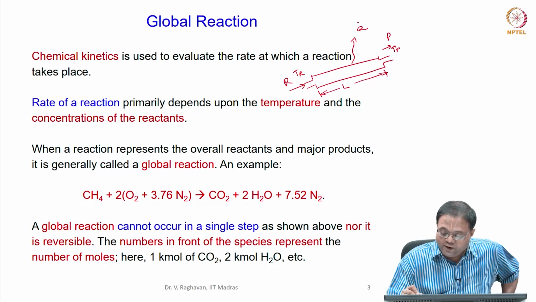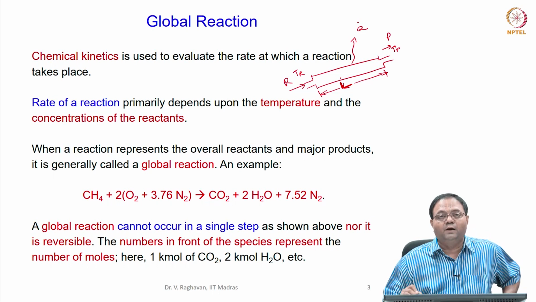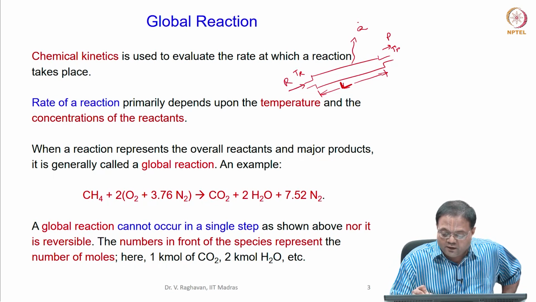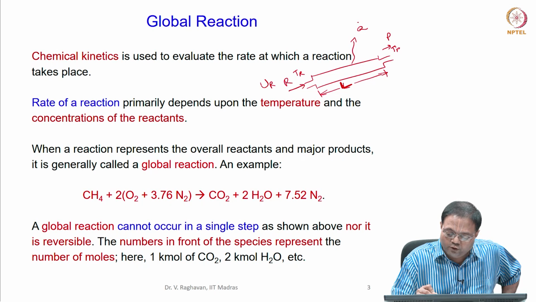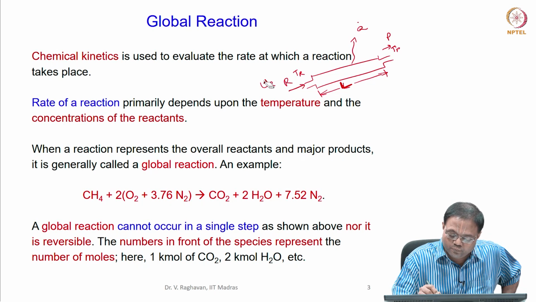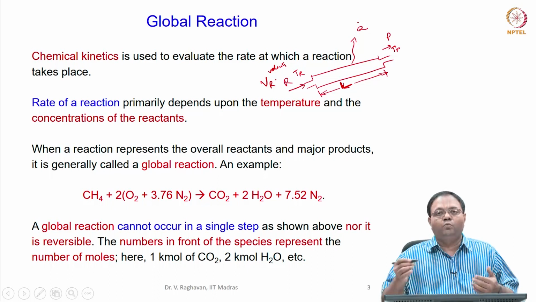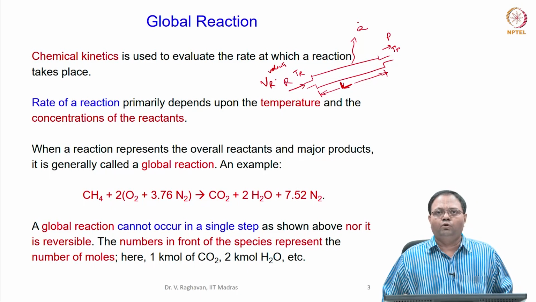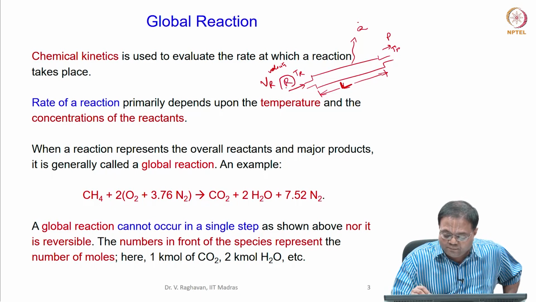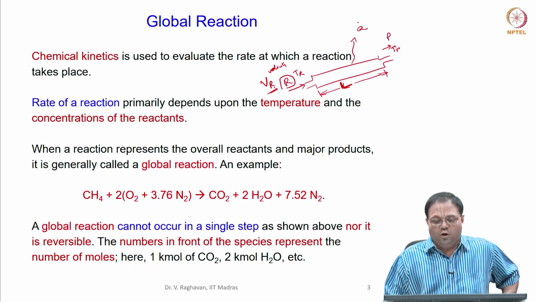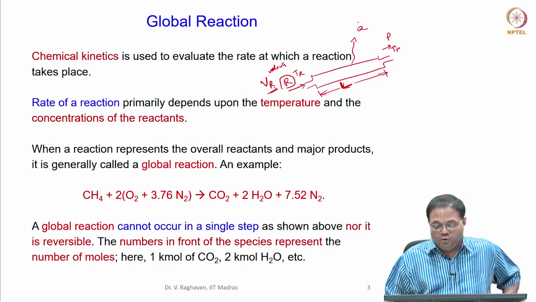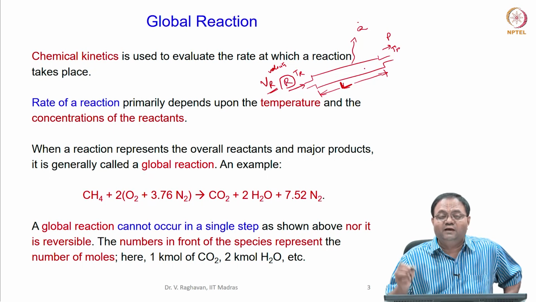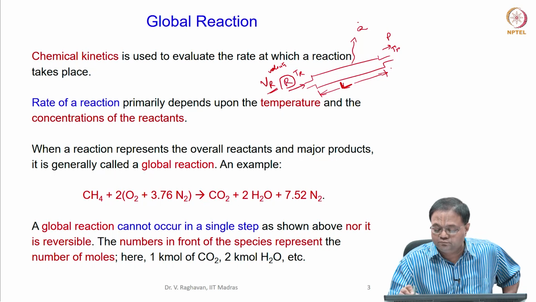Now if L is the length of the combustion chamber, these reactants are entering at some velocity, say VR, the velocity of the reactants. I want to burn more amount of fuel, so for that you need to supply enough amount of oxidizer. The reactant is supplied at a particular flow rate or velocity VR, and the reaction is expected to be completed within this length.